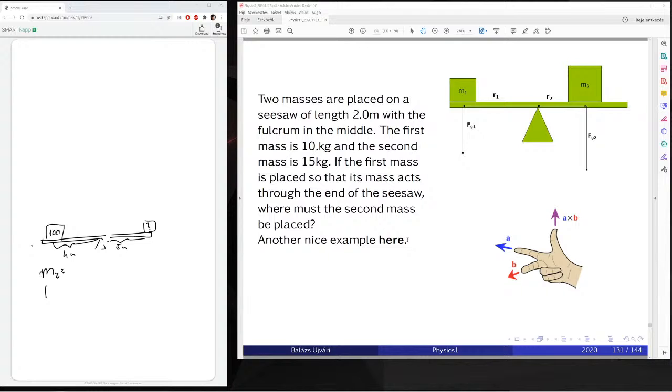I can give you, let's say, 5 minutes. So this is mass 2. Send the result in 3 minutes and not before, to stop the others from solving it in the Discord.